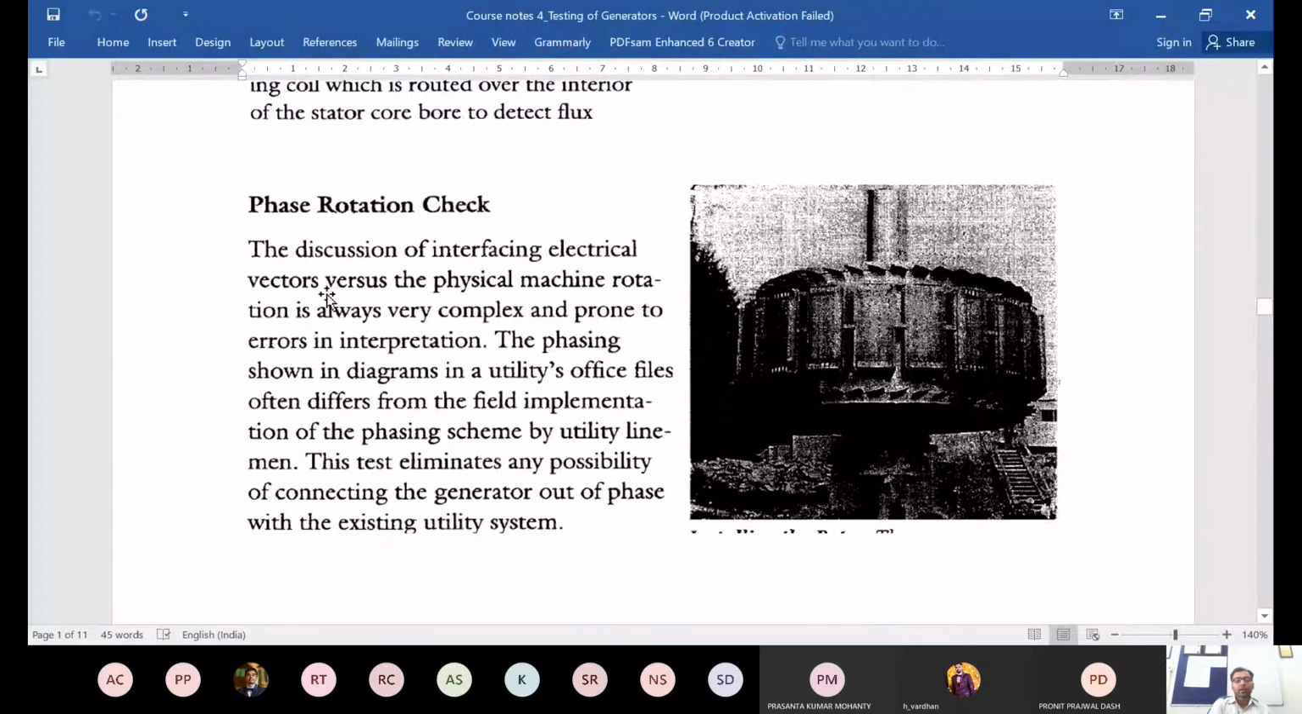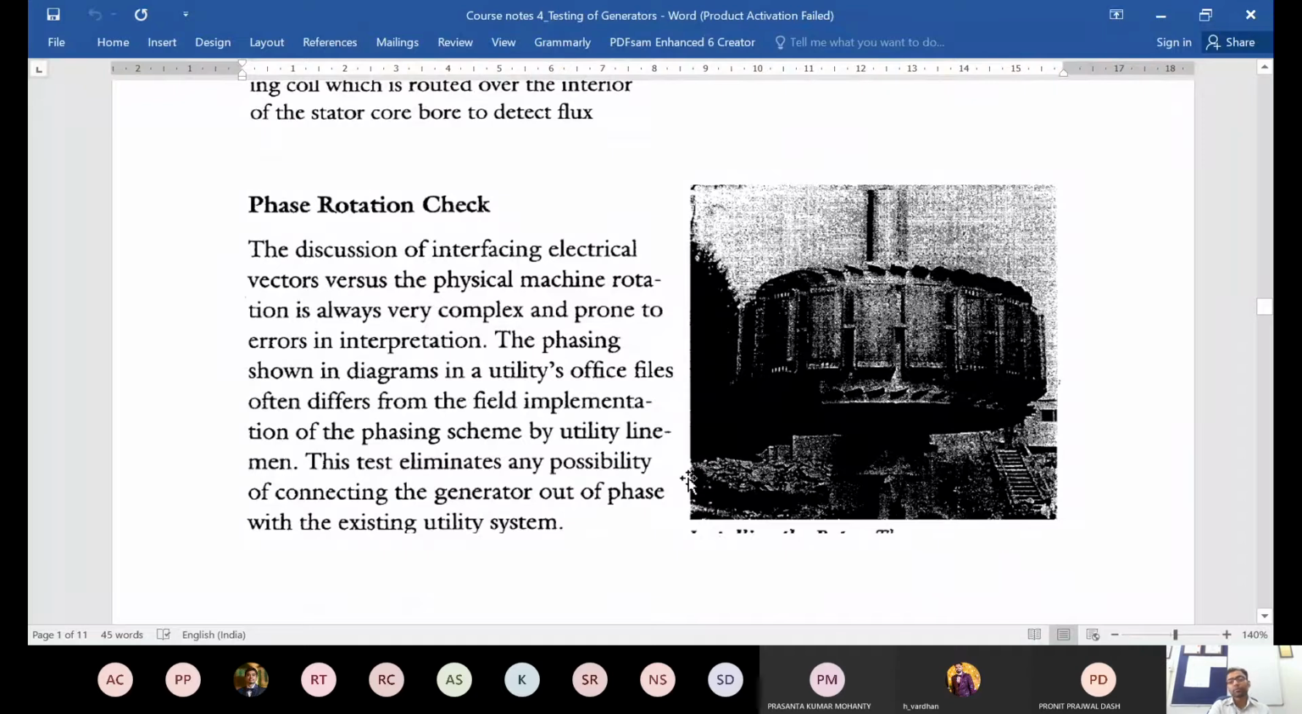The discussion of interfacing electrical vectors versus the physical machine rotation is always very complex and prone to errors in interpretation. As you can appreciate from when we were discussing the different numbers of poles, any hydro generator specifically will have a very large number of poles. Having 60, 70, 80 poles is not really a rare thing. It's common actually, right from maybe 6, 8, 10 poles to way up to 72 poles or 80 poles or something like that.